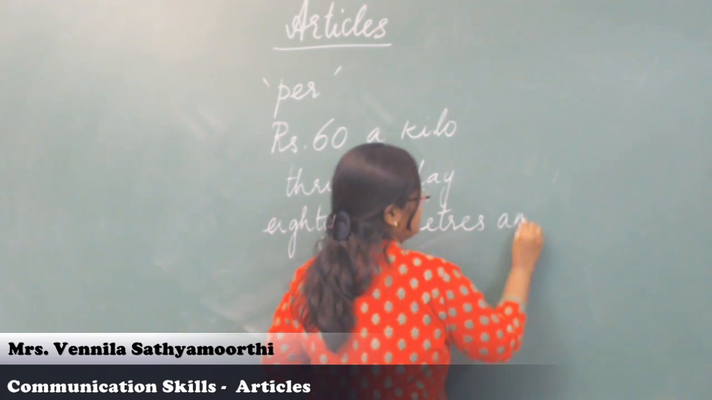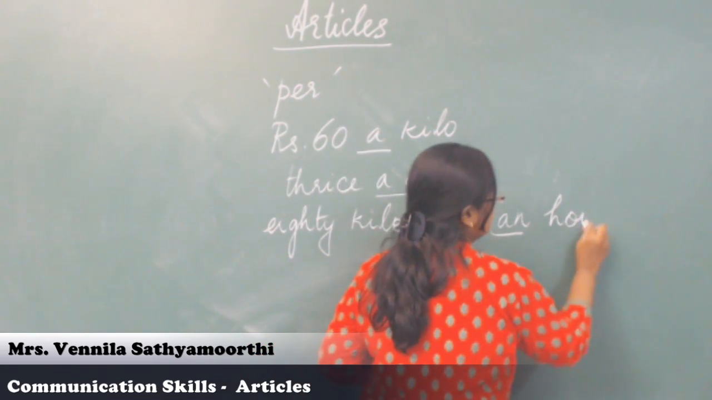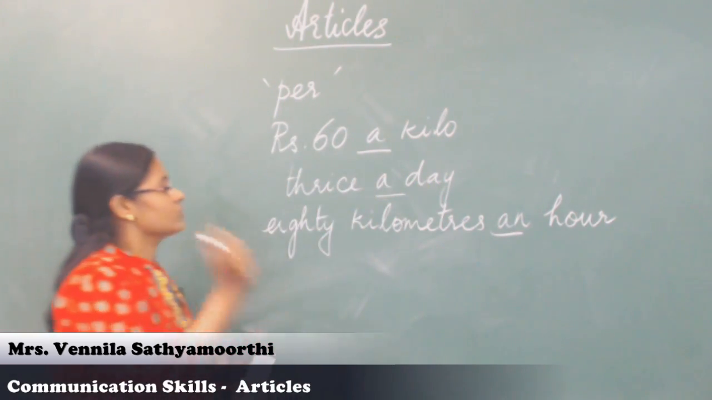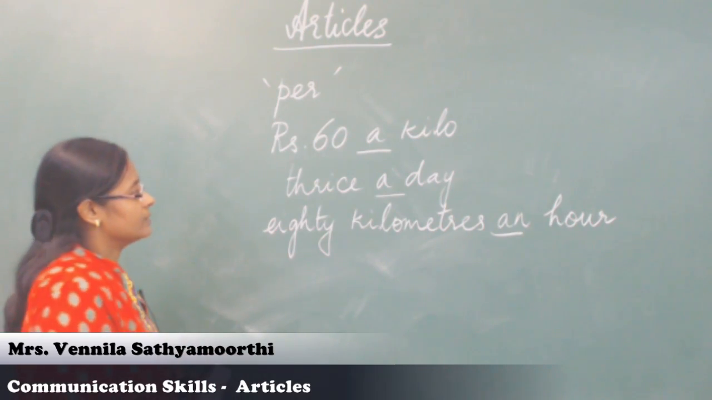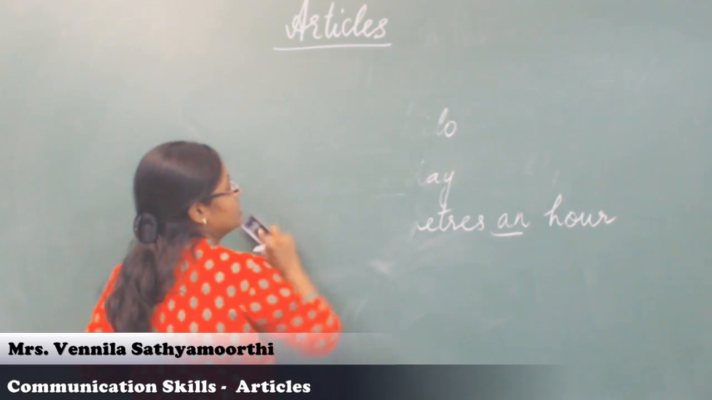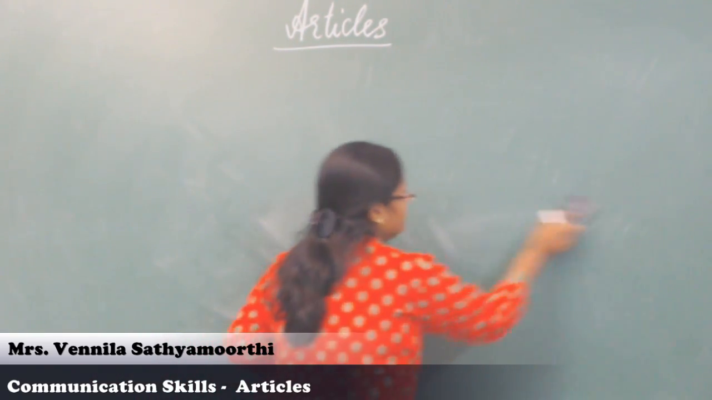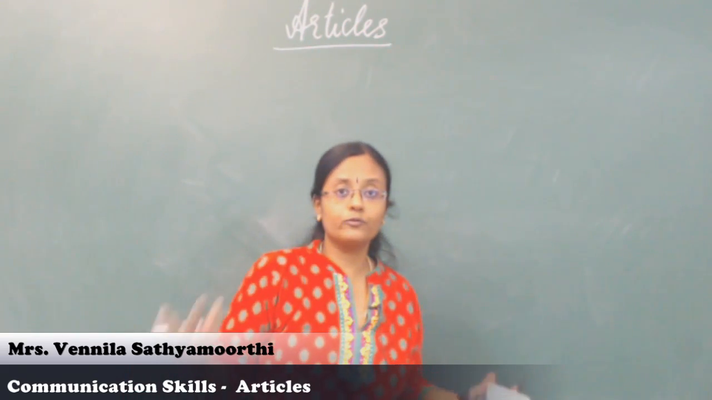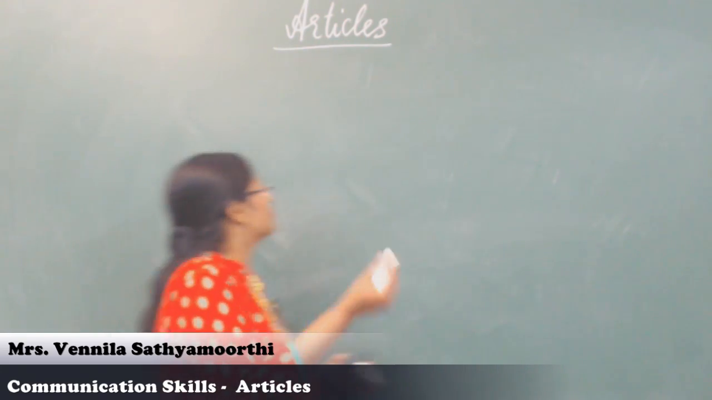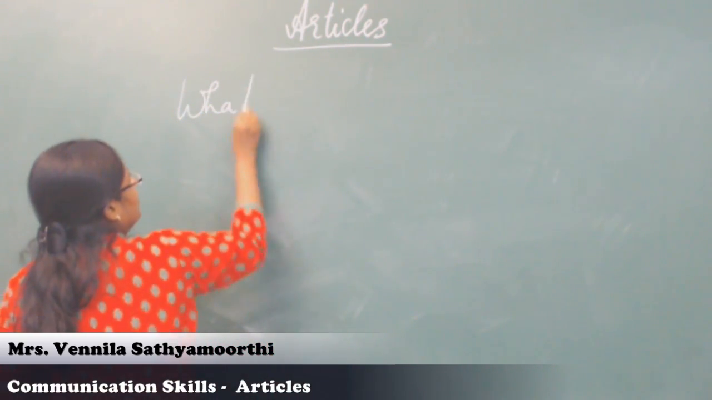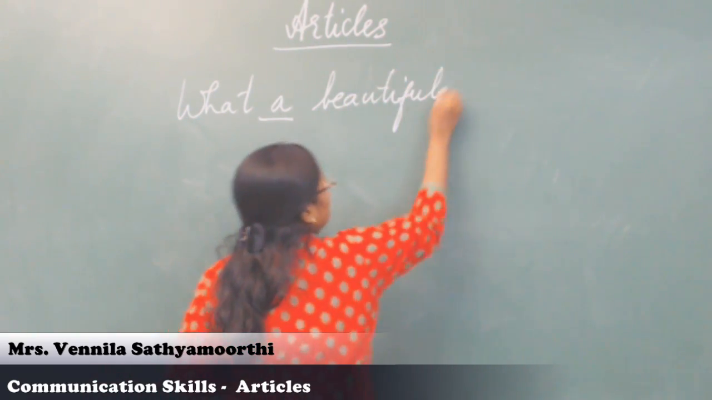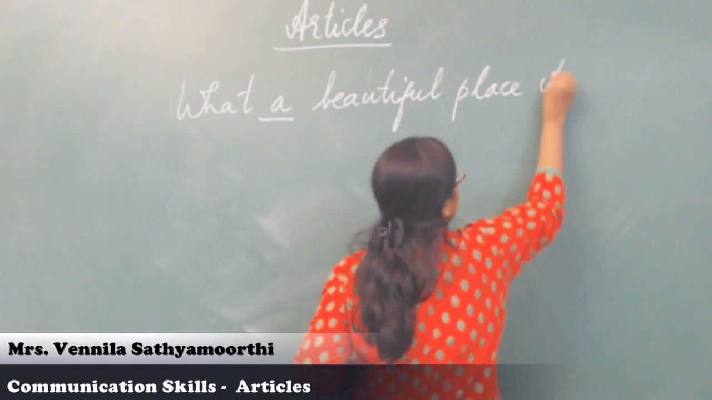So here when you talk about the price, when you talk about the speed, we use a or an, again depending on the word that follows, right? But in the meaning of per, every. Then in exclamations, remember what exclamations are? What a beautiful scene it is. What a lovely place. We exclaim, no? So we use a there. What a beautiful place it is.